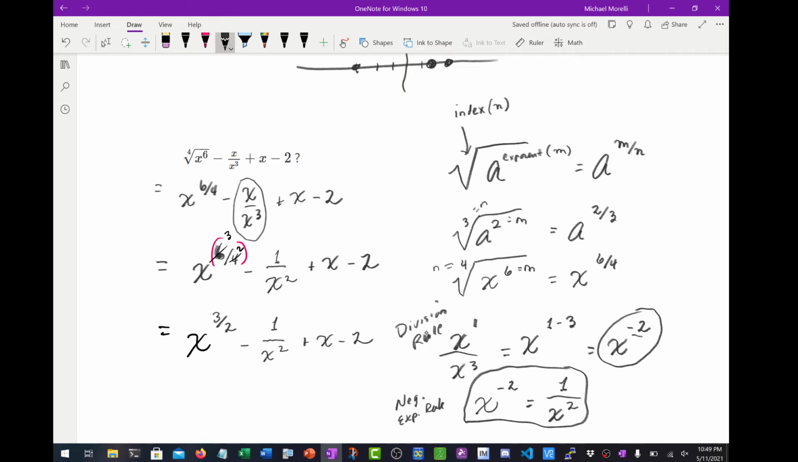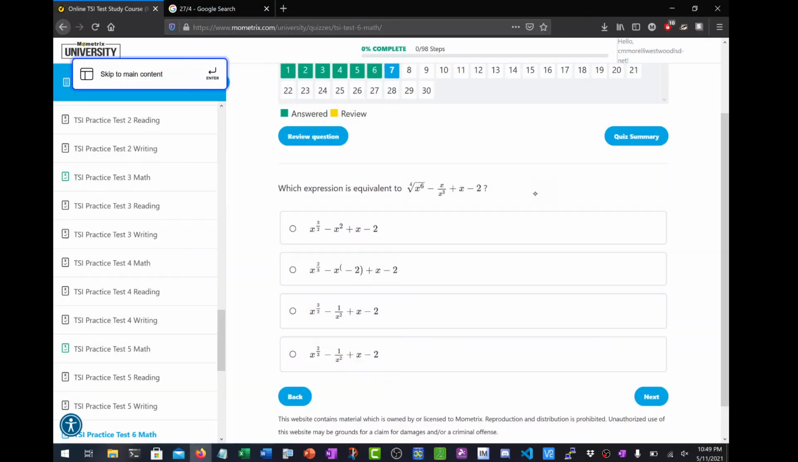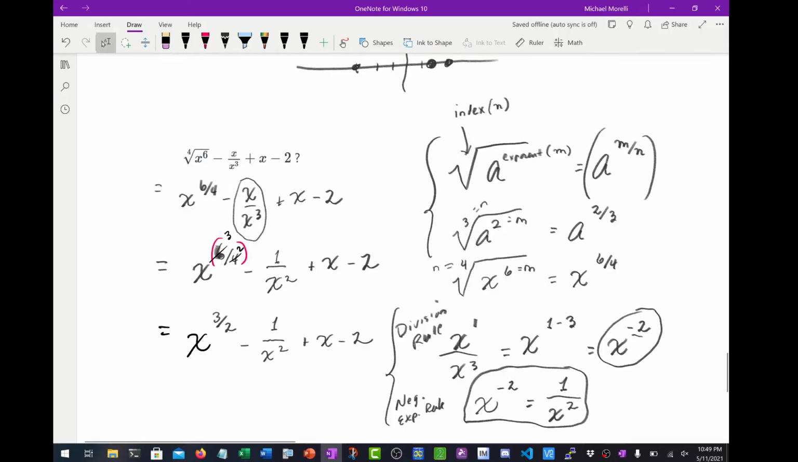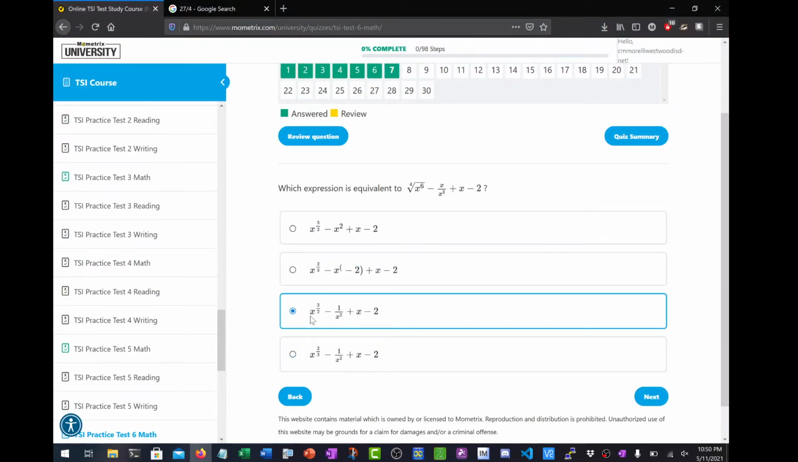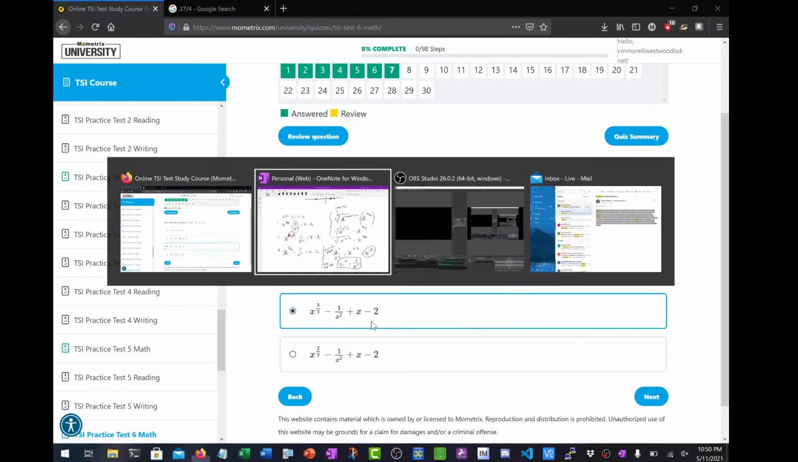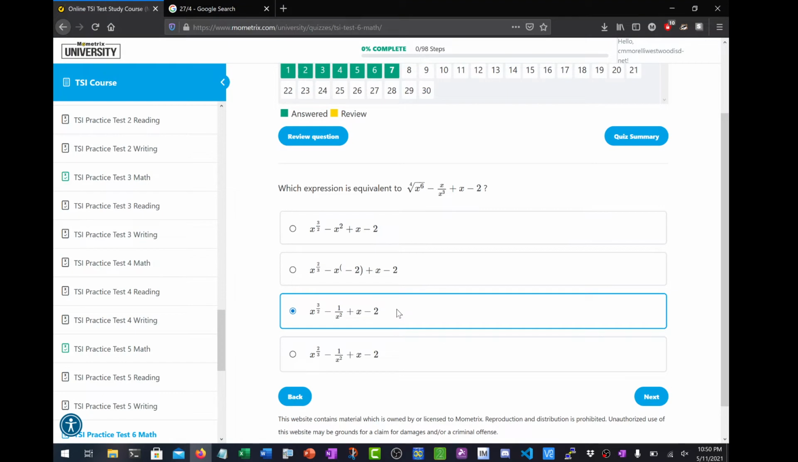So it looks like this whole business here about how to rewrite a radical sign without the radical sign, and then using the division rule for exponents, and then applying that negative exponent rule. This is kind of the point of this problem. And so that would give me this one. That's what I would choose right there.